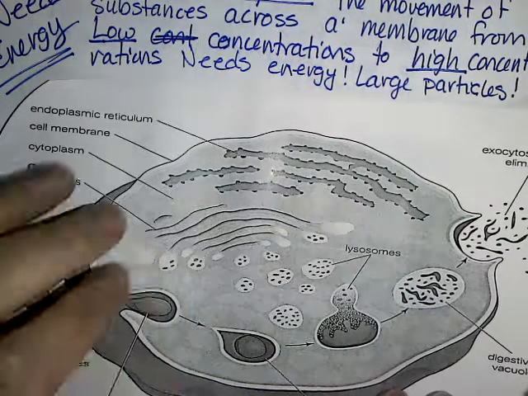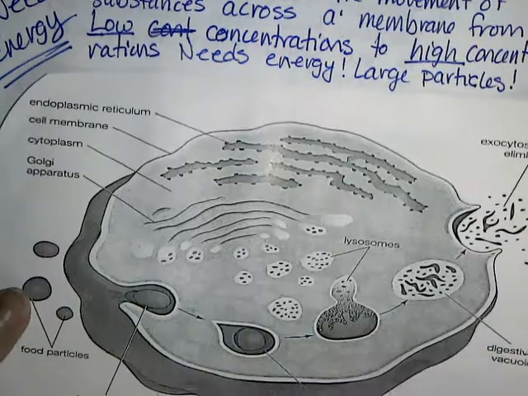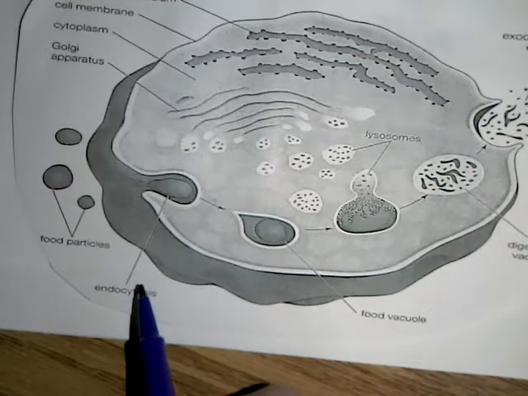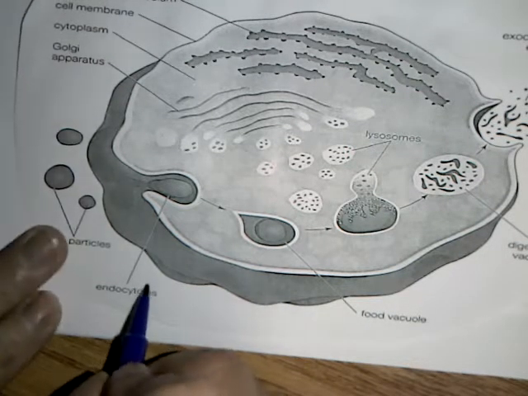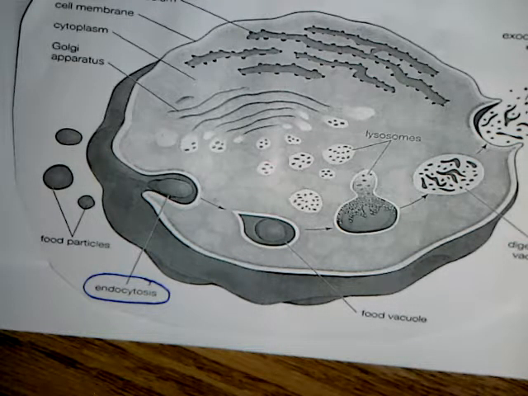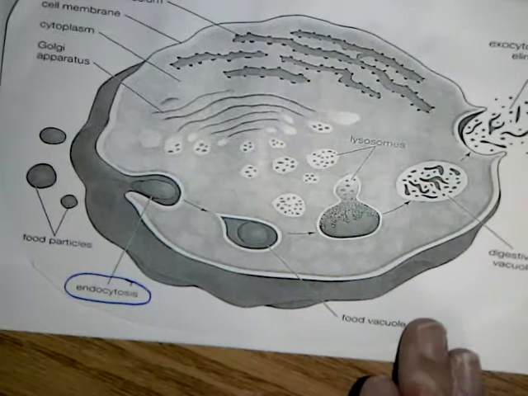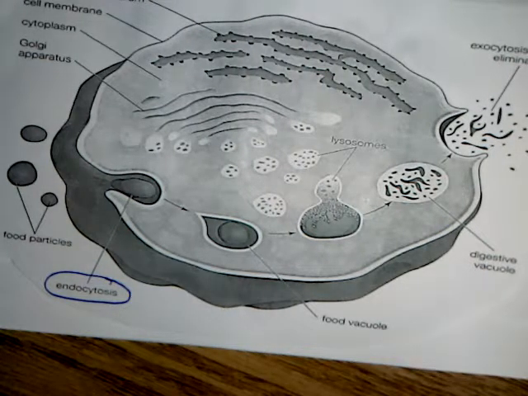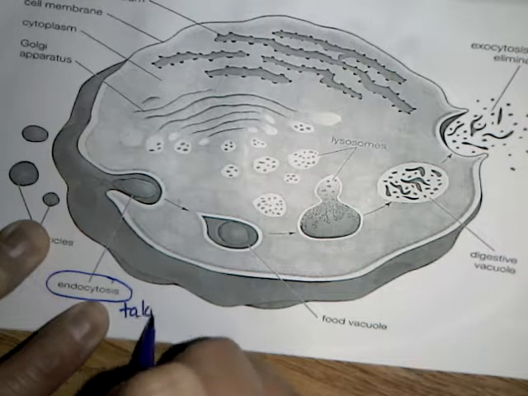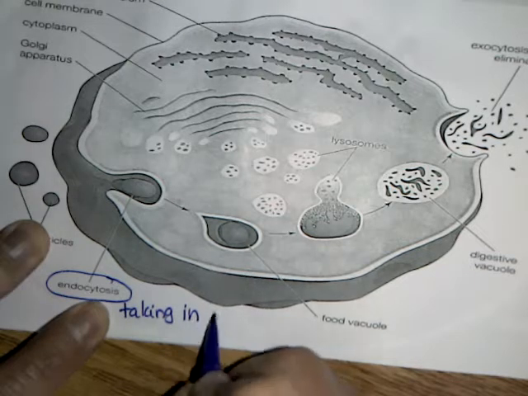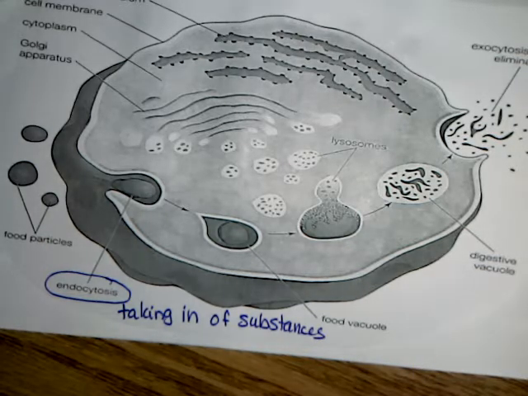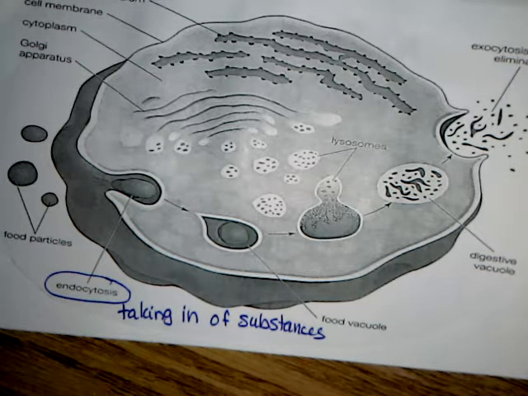Okay, here we go. Now, I want you to take a look down here, at the very bottom, okay? And I want you to go ahead and circle this word right here. It is endocytosis, okay? Endocytosis. We'll write the definitions of that in just a minute. Endocytosis is taking in of substances. It is taking in of substances.